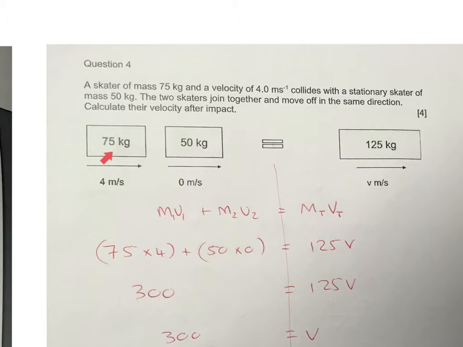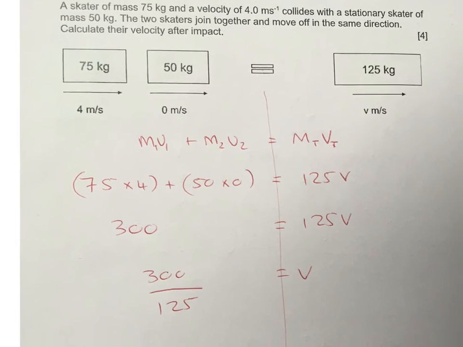So we've got a skater, 75 kilograms, moving up 4 meters per second. So I've chosen a direction there. And that's going to hit a stationary skater who's 50 kilograms. So I've just put 0. It doesn't matter about the direction there. So everything this side now, because of the conservation of momentum, is going to equal everything this side. And you've got a combined mass now of 75 plus 50. I've even done that for you. And we're looking for V.